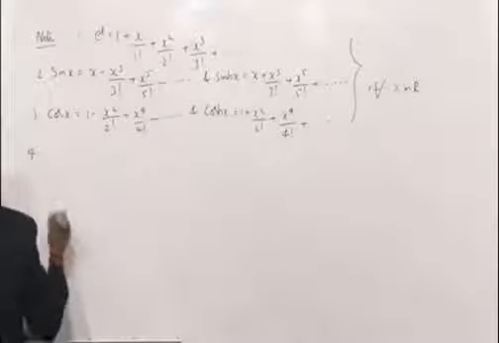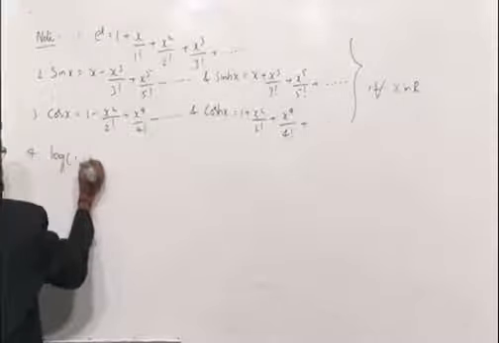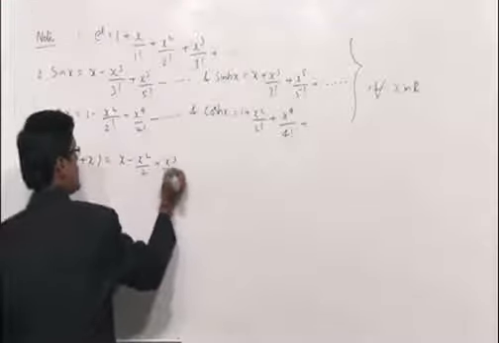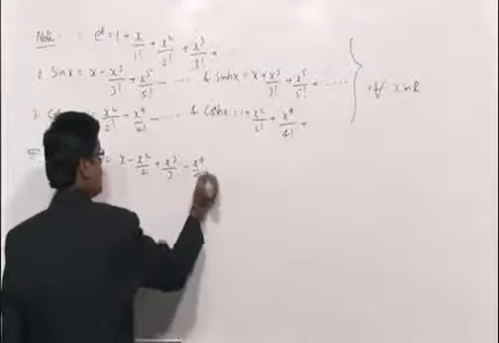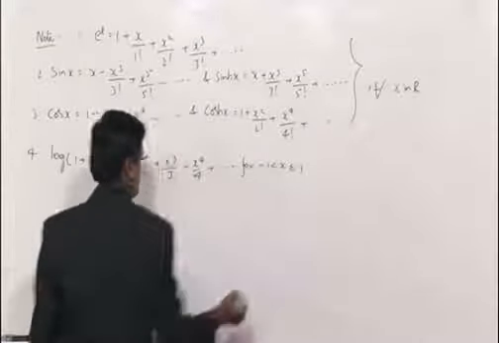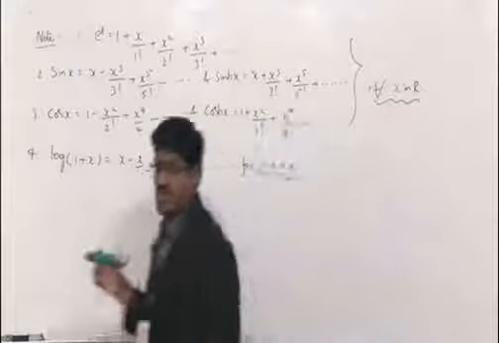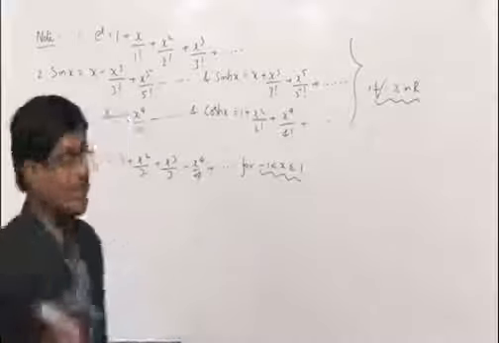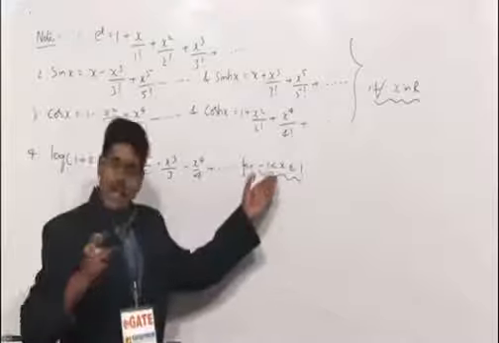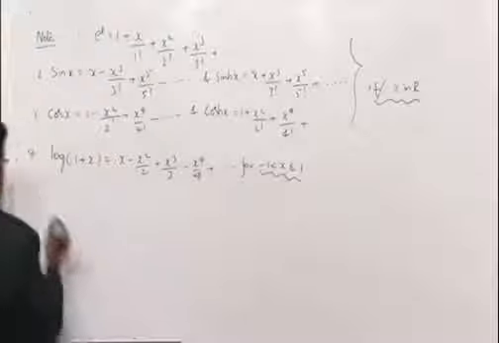4. Log 1 plus x is equal to x minus x square by 2 plus x cube by 3 minus x power 4 by 4 plus so on, for minus 1 less than x less than or equal to 1. What I am highlighting, underlining, please remember those conditions, the values of x in every series, that is called the region of convergence. Because sometimes the questions ask whether this expansion is valid for minus 1 less than x, or x greater than 1, or x less than or equal to 1, like that.